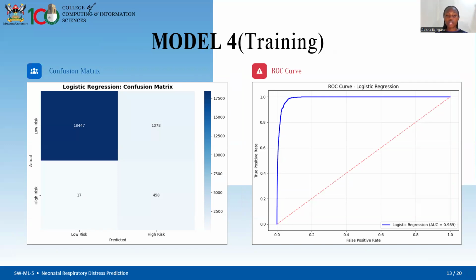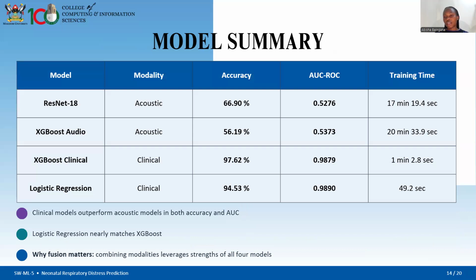Same as the model here, we'll look at the confusion matrix and the area under curve. Then this was just a summary or an overview of the models that we've looked at, and we are comparing them based on the accuracy, the area under curve, as well as the training time. And from this table here, we can see that the logistic regression was the fastest in terms of training time because it only had 49.2 seconds, whereas with accuracy, the XGBoost for clinical data was the one that had the highest accuracy, followed closely by the logistic regression.